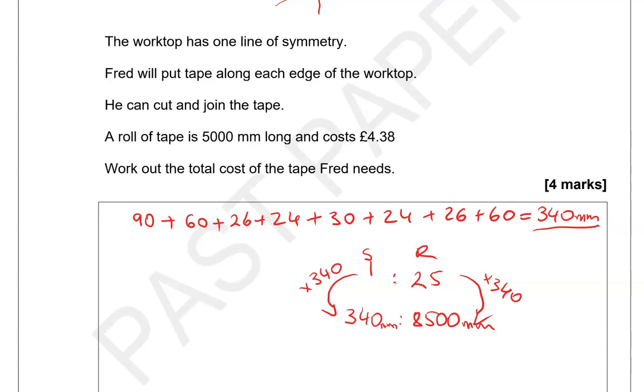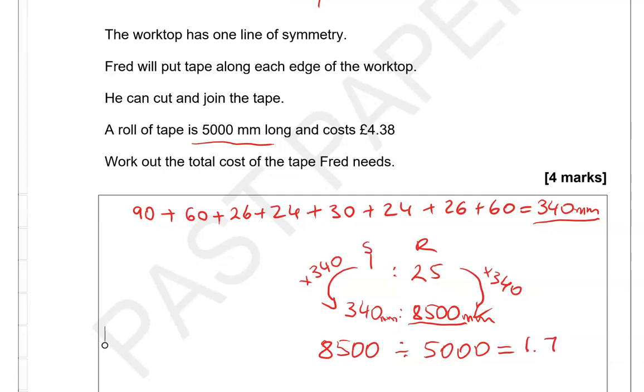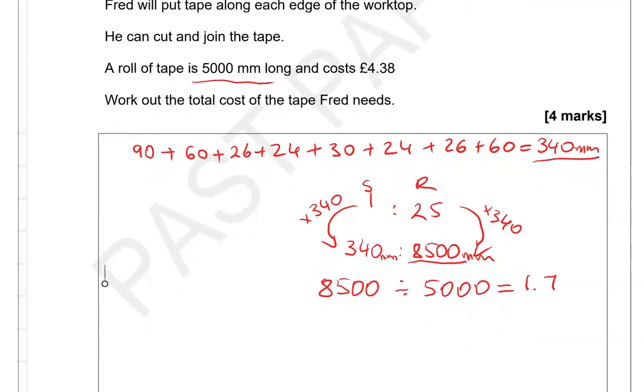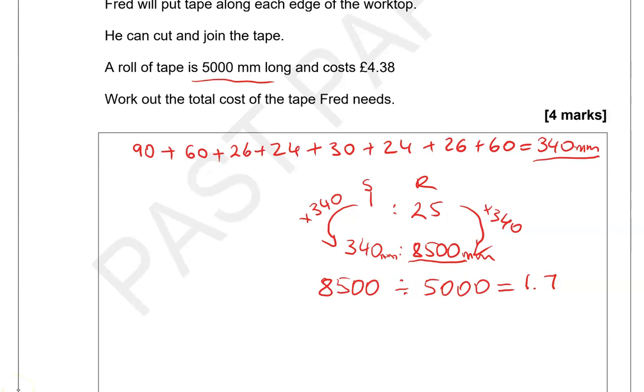So a roll of tape is 5,000 millimeters long and costs £4.38. How many rolls of tape will Fred need? So 8,500 divided by 5,000, and that is 1.7. So of course you can't buy 1.7 lots of a roll of tape, and one roll isn't enough, so we're going to say 2 rolls, and they cost £4.38 each, which makes £8.76. So that's the total cost.